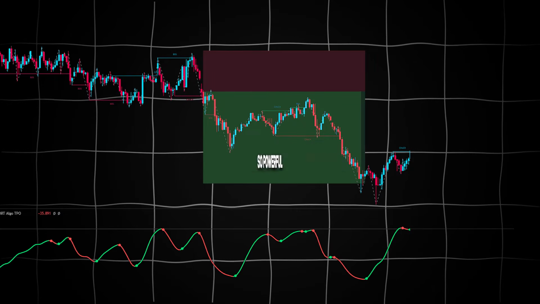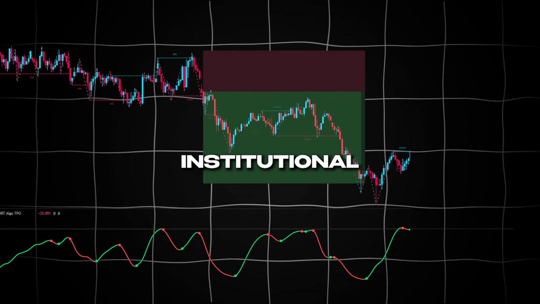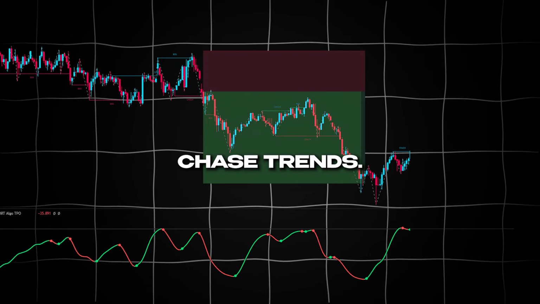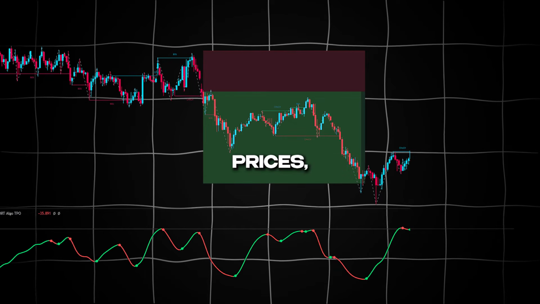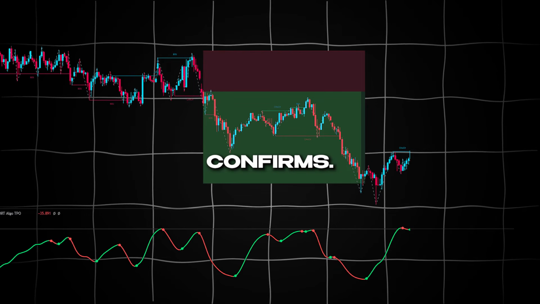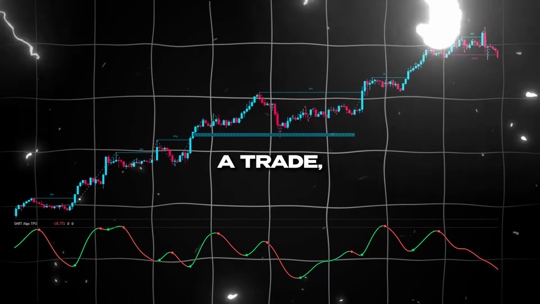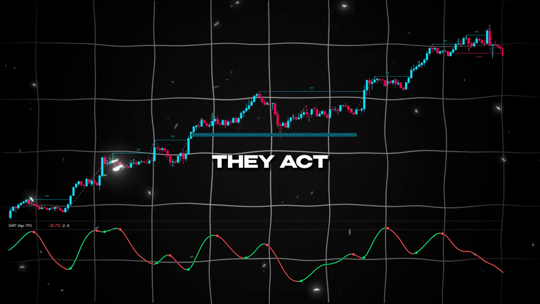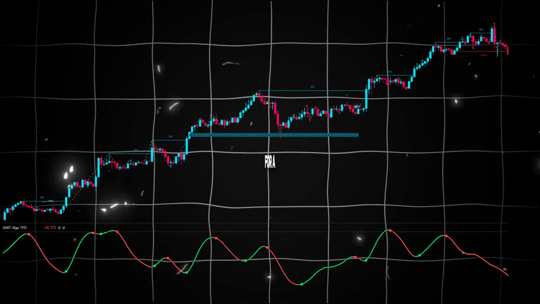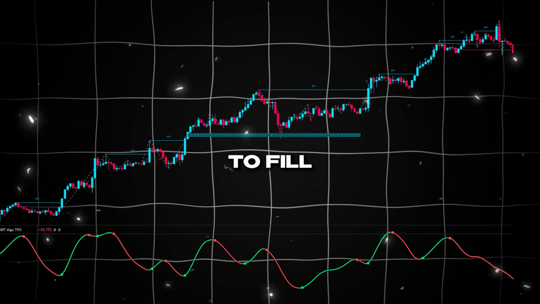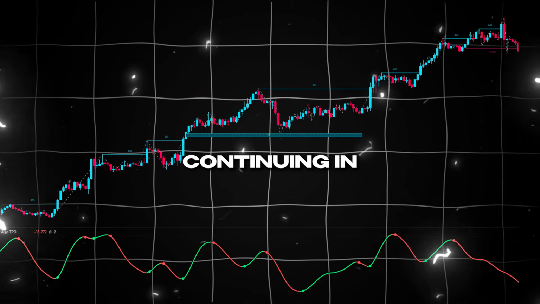The reason this strategy is so powerful is that it aligns perfectly with how institutional traders enter positions. They don't chase trends. They wait for pullbacks into discounted prices, then rejoin the move once momentum confirms. But to make this strategy even better, here's a bonus tip. Before you enter a trade, look for a fair value gap, because they act as magnets to the price. And when you are waiting for a pullback, there's a high chance the price will come to fill the fair value gap before continuing in its trend.